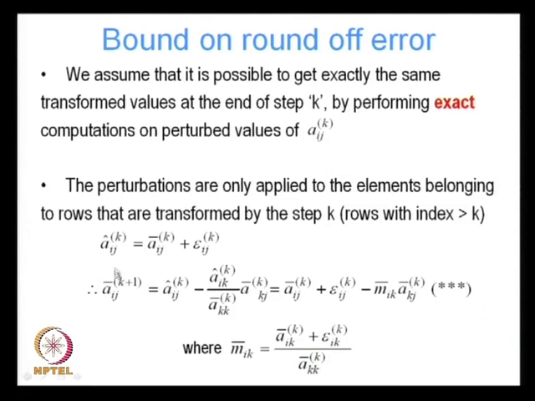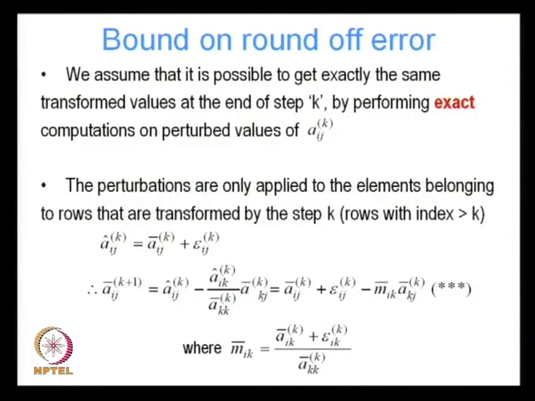So, basically I am saying that instead of operating on a ij k, I will operate on a bar ij k plus epsilon ij k. So, now I am going to get a bar ij k plus 1 is equal to a hat ij k minus a hat ik k divided by a bar kk k times a bar kj k. A bar k, these have already been obtained, so they have superscript k. They have already been obtained from the previous step in the Gaussian elimination, so these values are known.